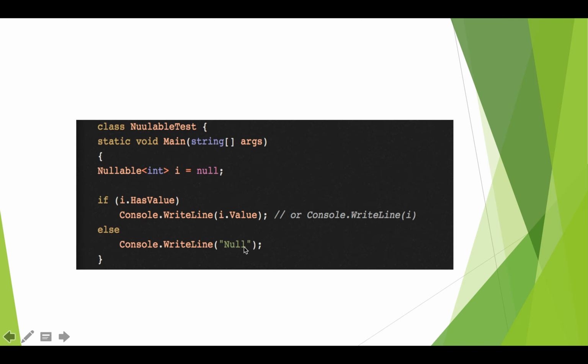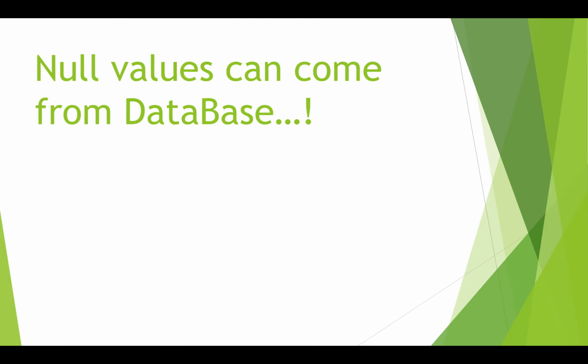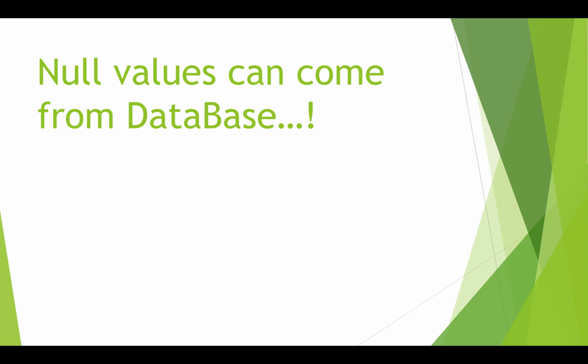Now, why is there a need to declare I as a nullable type rather than a simple integer? So, here is your answer. Null values can come from the database. It's not a simple program, but most real world programs involve reading from the database and assigning the values to primitive data types like integer, float, whatever. The database can have null stored as a value, which can be read into the variable.